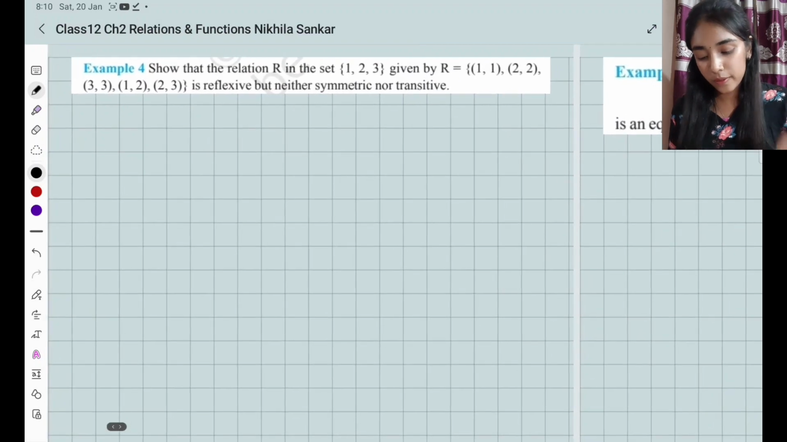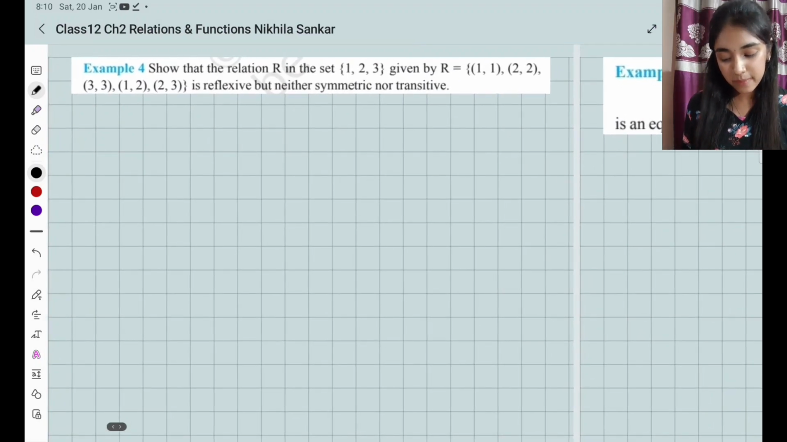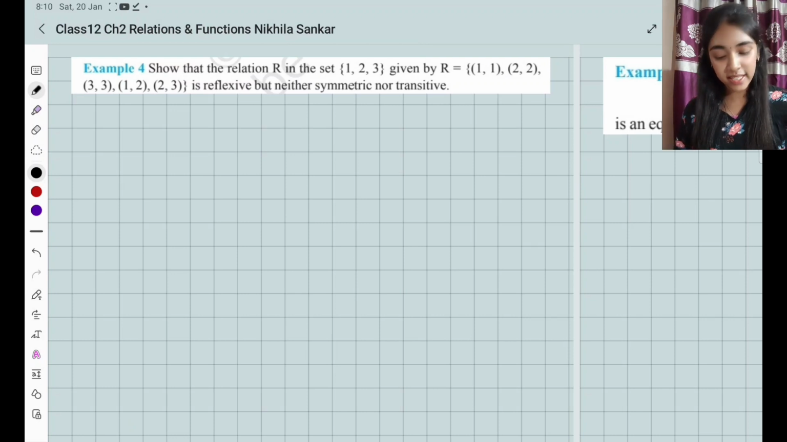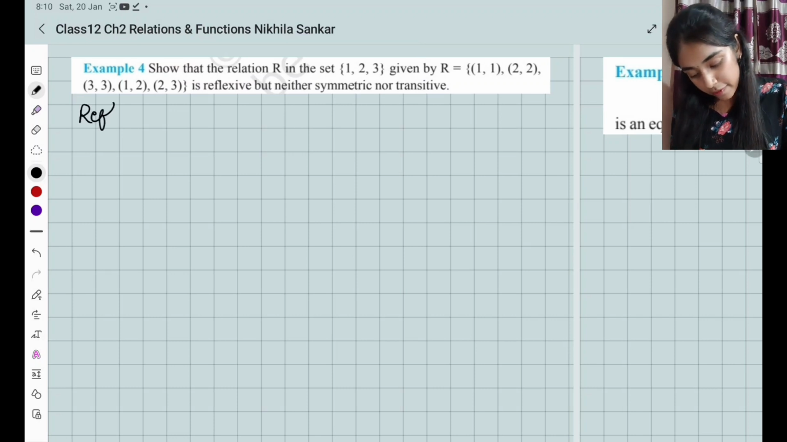Now example 4. Show that the relation given by R is reflexive but neither symmetric nor transitive. So இது என்னது? வெறும் reflexive னு மட்டும் தான் ப்ரூவ் பண்ண சொல்றோம். Okay? So இப்போ reflexive அப்படினா நம்ம என்ன பாப்போம்? You have to check for A, A. And what are all the elements inside the set?